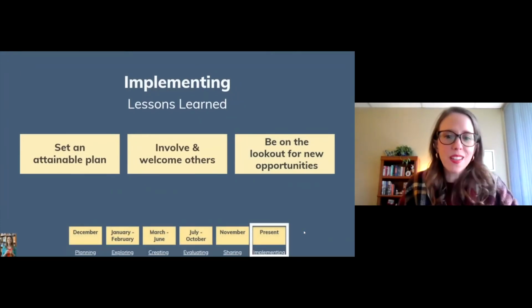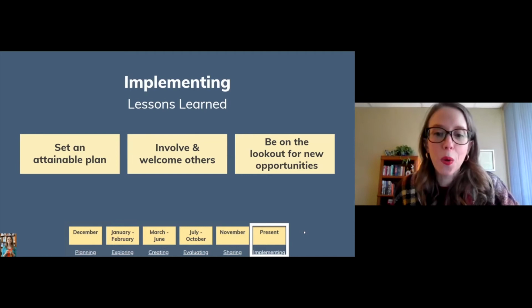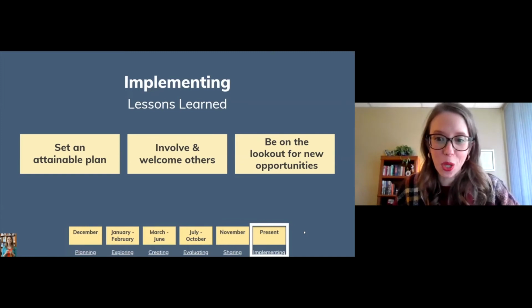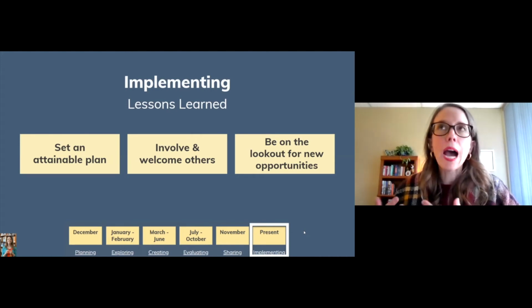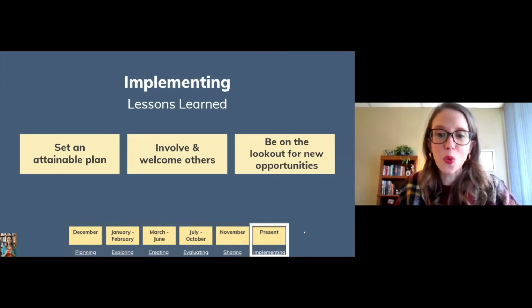So some of the lessons that we learned, the first is to set an attainable plan. And Jamie had mentioned this a little while ago, about how we were reaching our finish line in early fall, in that October timeframe a few months ago. And our previous work, I knew personally, was going to align really well with the class that I was going to be teaching in the fall semester here at NSU.